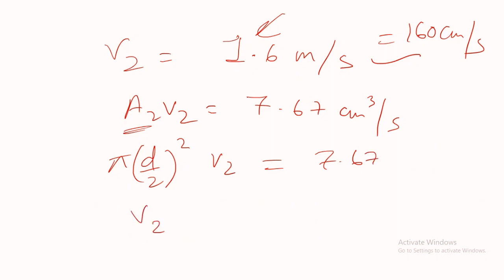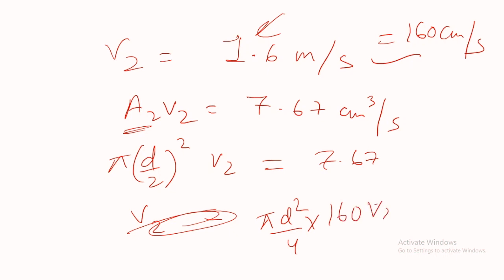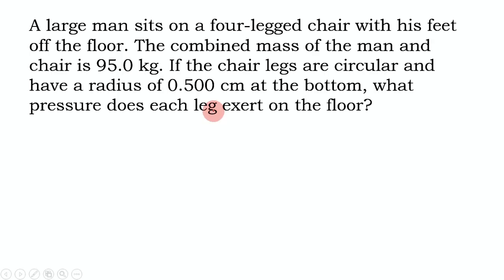So this is 7.67. When you put V2, this is pi d square by 4 into V2, which is 160 into V2 is into 6 points. This is 7.64. From here, D comes out as 0.247 centimeter. So the question says there is a large man who sits on a four-legged chair 3 feet off the floor.